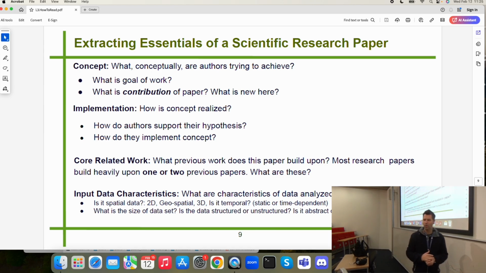Does anybody know? There's a generic answer to this question. When you publish a research paper, or you read a research paper, what are the authors trying to achieve? What is the goal of publishing a research paper? Anybody want to try to answer that? Why do we publish research papers?